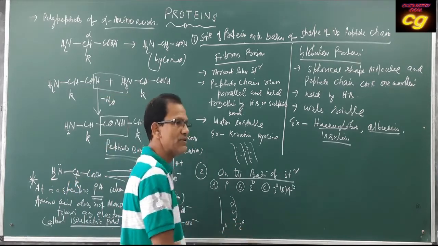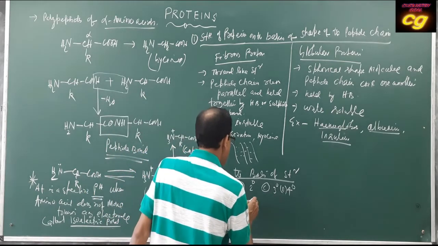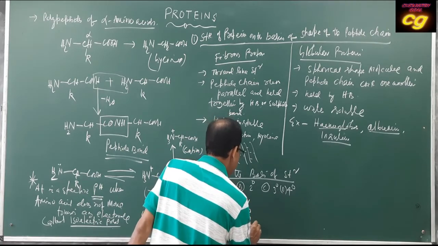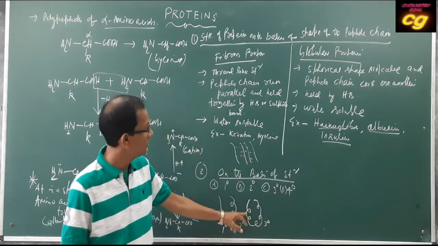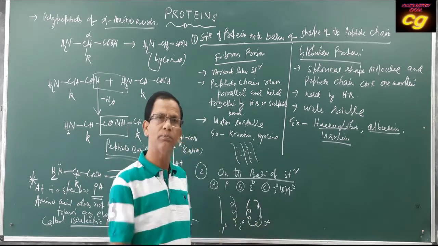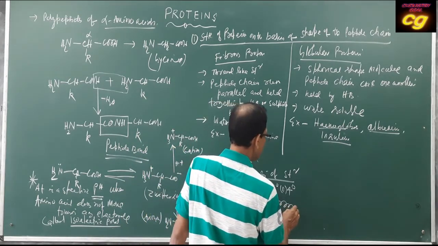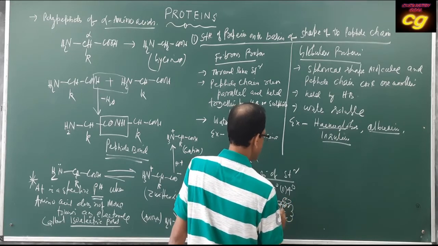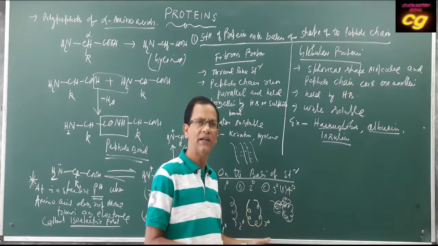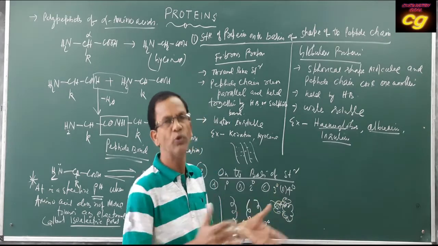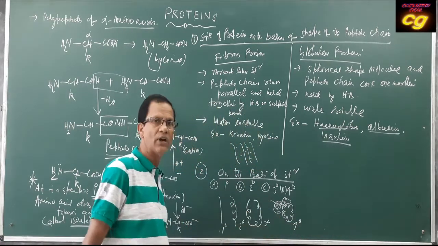In the tertiary structure, one folded chain again compacts with another folded chain. This is your tertiary structure. And the quaternary structure is a complicated, composite structure of all three, that means primary, secondary, and tertiary together in composite form. This is called quaternary structure. Proteins almost always exist in quaternary forms.